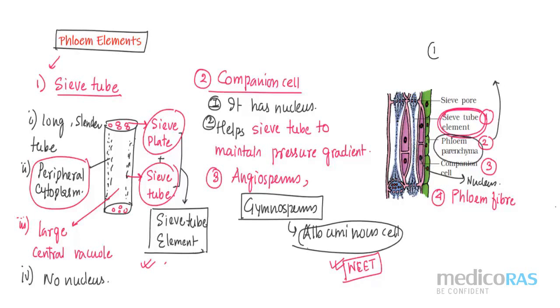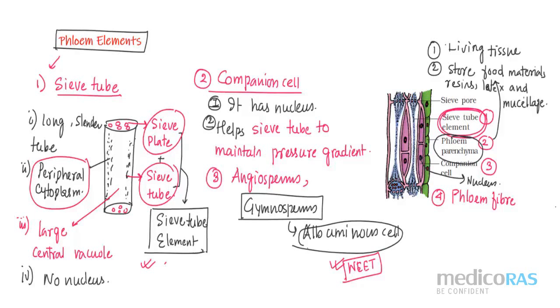The remaining one, as the name indicates, is the phloem parenchyma. It is a parenchymatous tissue and it is living tissue which can store food materials along with resins, latex and mucilage. Please remember, it is absent in monocots.